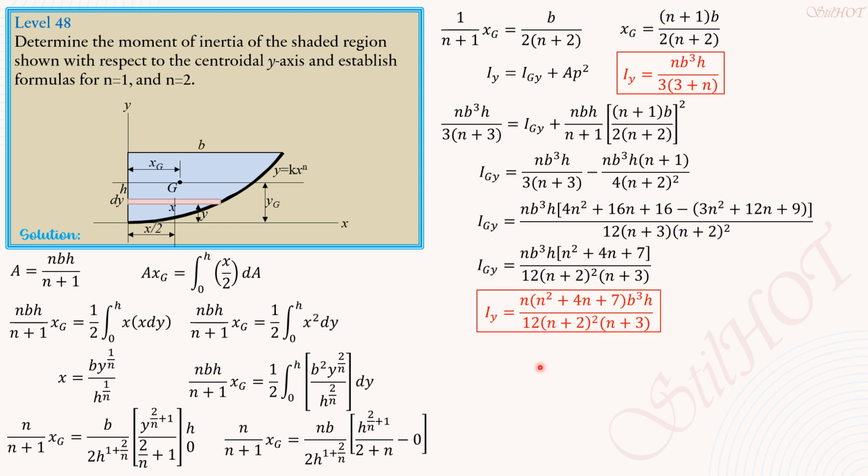It's quite long, so let's check for n is 1. For n is 1, it is a triangle, centroidal moment of inertia, which you already know is equal to b cube h over 36. So let's check if this gives us b cube h over 36 when n is 1. 1 plus 4 plus 7 is 12, so divided by 12, cancel 12. 1 plus 2 is 3, 3 square is 9. 1 plus 3 is 4. 9 times 4 is 36. So it's correct: b cube h over 36 for n is 1.